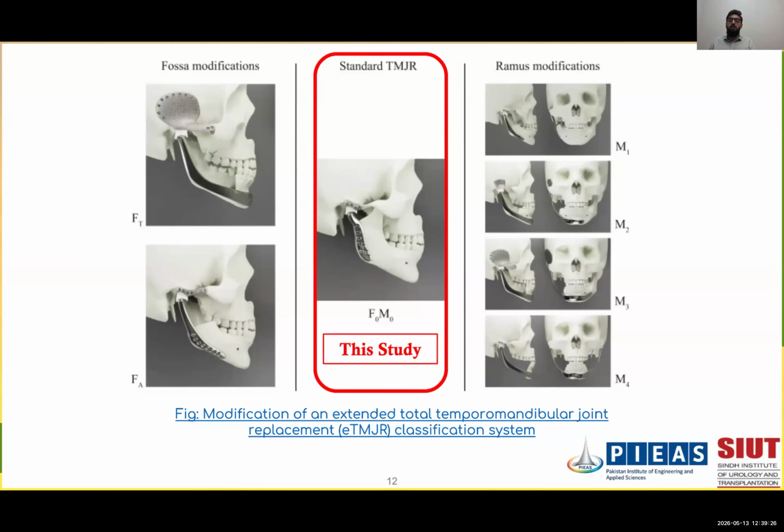While the other two, FA and FT, are different: FA is the extended fossa component extending into the site of the zygomatic arch, while FT is the extended fossa component extending to cover a deficit in the temporal bone. So there are two differences. The mandible component is further divided into four parts: extended proximal to the ipsilateral mental foramen, extended proximal to the contralateral mental foramen, and similarly an alloplastic mandible including both condyles.